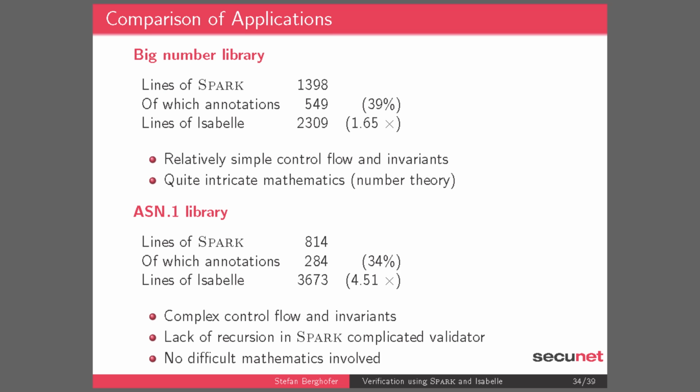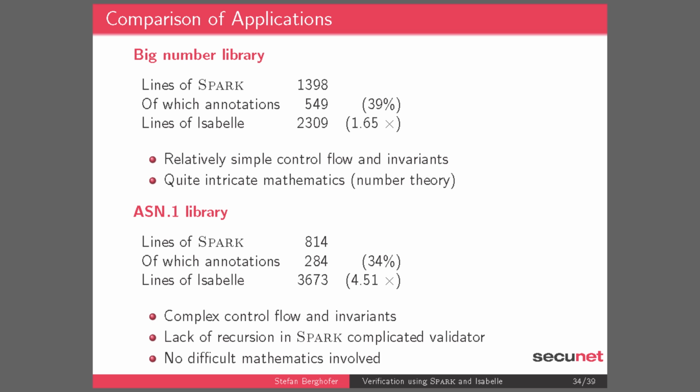On the other hand, the ASN1 library has 814 lines of Spark, of which 284 are annotations. That's about 34%, comparable to the big number library. But we have 3,673 lines of Isabelle code, which is 4.51 lines of Isabelle per line of Spark. That's a bit more than the big number library. That's because the control flow and invariants are rather complicated in this application, and the lack of recursion in Spark complicated the code of the validator a little bit. But on the other hand, there was no difficult mathematics involved.